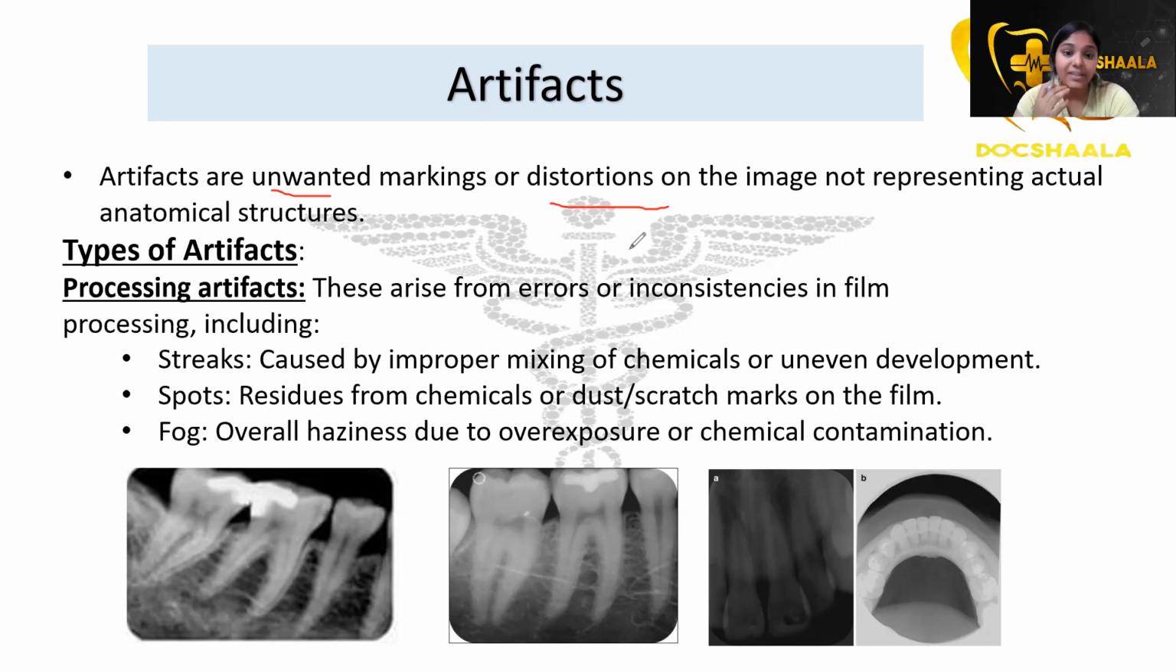There are processing artifacts, that is the errors which are formed due to inconsistencies in the film processing. There may be streaks. Here you can see in this image, the streaks are seen on the X-ray. Improper mixing of chemicals or uneven development may cause them. And there may be spots. Here you can see the spots, and streaks are also there. This is like residuals of chemicals or dust or scratch marks. And fog. Overexposure leads to fog. So you should never overexpose the radiograph.